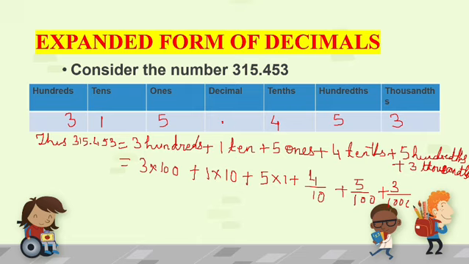There's a difference between expanded form and expanded notation. Now we are using the sign of multiplication over here, right? Now next our last expanded representation will be 3 into 100 is 300, plus 1 into 10 is 10, plus 5 ones is 5, plus, now represent this in decimal.